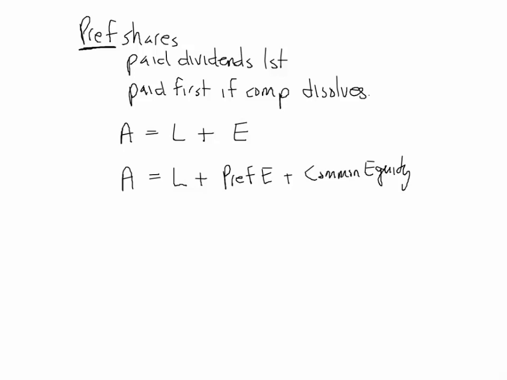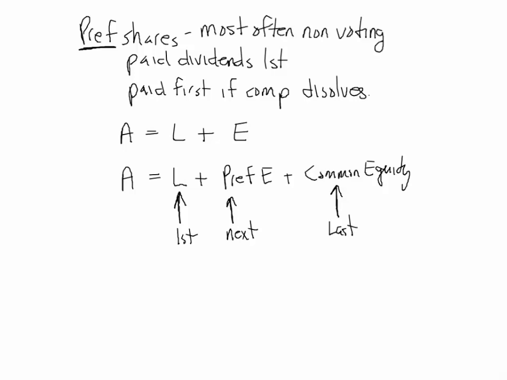right? So you can see the progression. These guys are paid first, and then these guys are paid next. And then what's called the residual shareholders, they're paid last if a company is dissolved. So preferred shareholders have preferential treatment. Now, preferred shares can be voting, but they are most often non-voting. Common shareholders have the right to vote. Most preferred shares are non-voting.